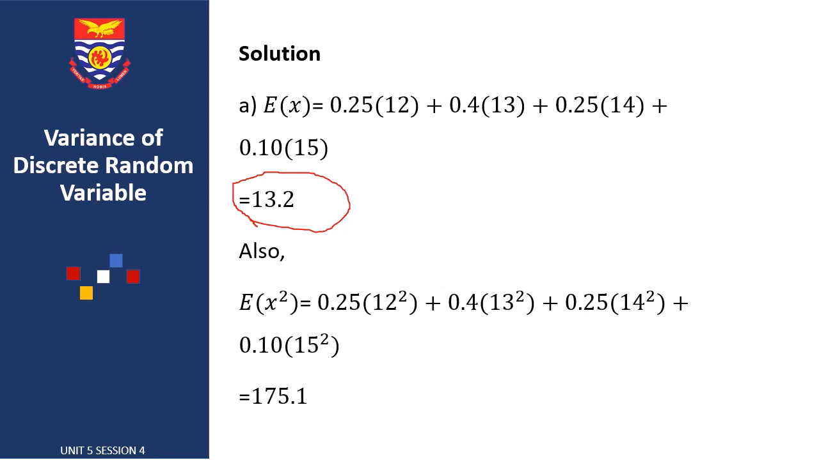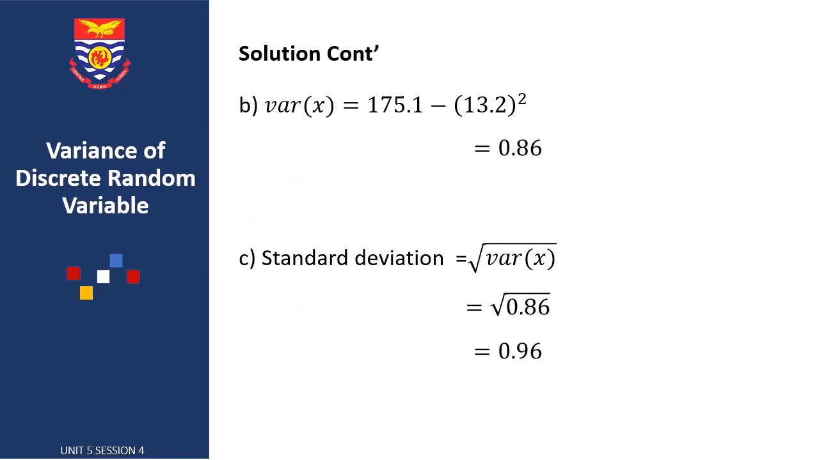The second part, we need to compute the expectation of x squared first. After getting that, let's continue the solution. The variance will now be 175.1 as the expectation of x squared minus the expectation of x, all squared, which is 13.2 squared. And if you do the algebra, you will get 0.86. That's the B part of the question. Then with the C part, we have to find the standard deviation, by taking the positive square root of 0.86, which is the variance, giving us 0.96.